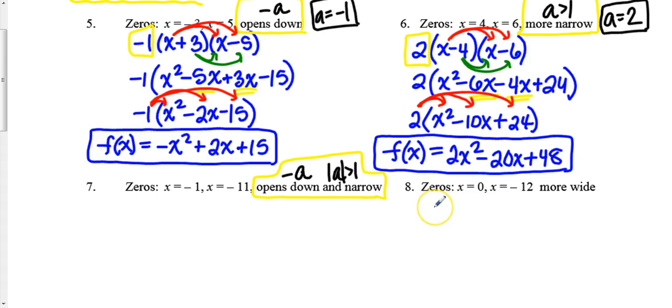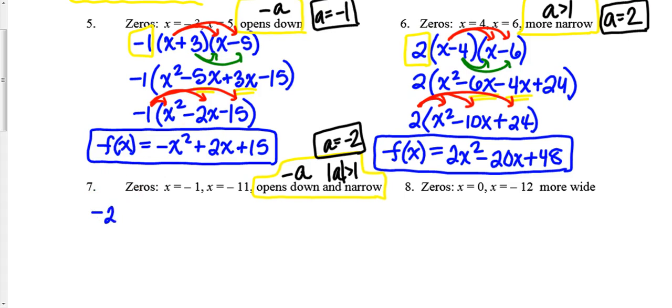Being as efficient with our time as possible, what is the smallest negative number I could work with that would satisfy this opening down and more narrow? That would be -2. It's negative, and the absolute value of -2 would be 2, and 2 is greater than 1.